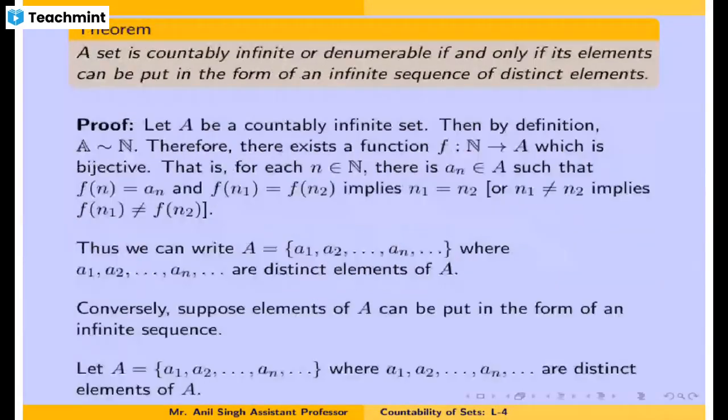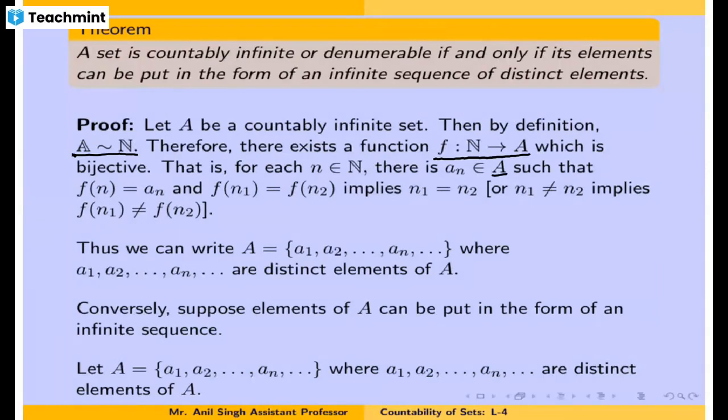Now, after recalling sequences, let's talk about this equivalent definition of countable sets. It has two parts. For the direct part, we first suppose that the set is countably infinite. Then by definition, when you say that it's countably infinite, it has to be equivalent to the set of natural numbers. Equivalent means you have a bijection from the set of natural numbers to the set A. That also means that each element of A has a pre-image, and distinct elements have distinct pre-images.